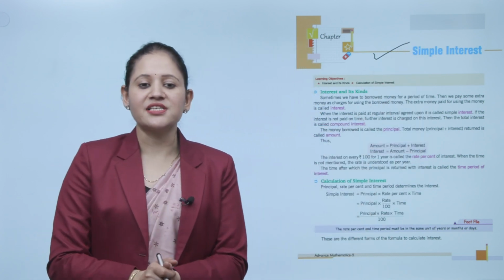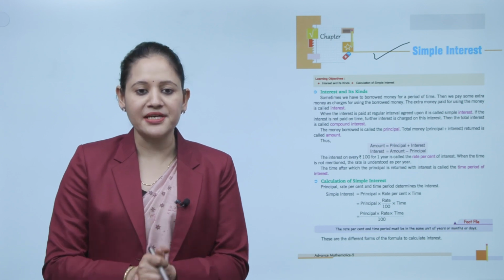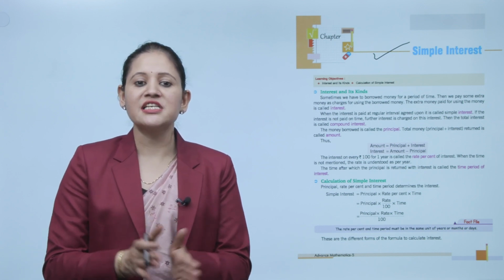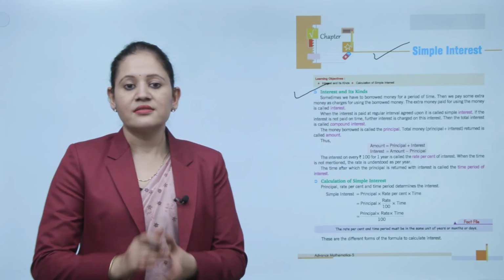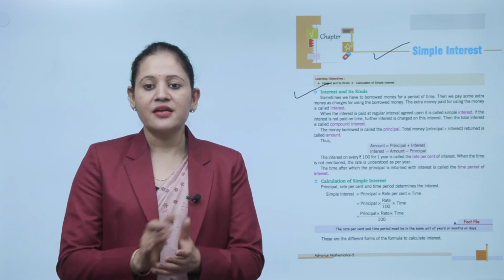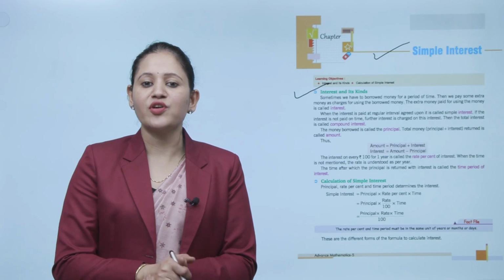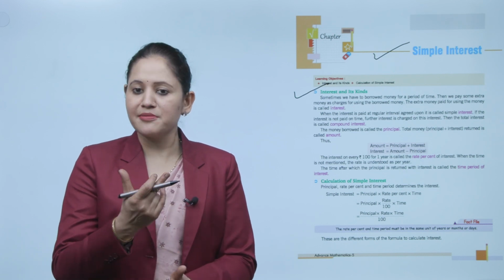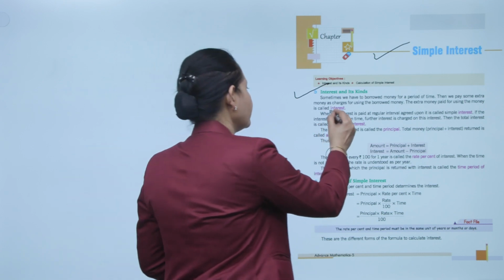Our learning objectives are interest and its kinds, and calculation of simple interest. So first is interest and its kinds. Sometimes we have to borrow money for a period of time. Then we pay some extra money as charges for using the borrowed money. The extra money which we pay for using the money is called the interest.